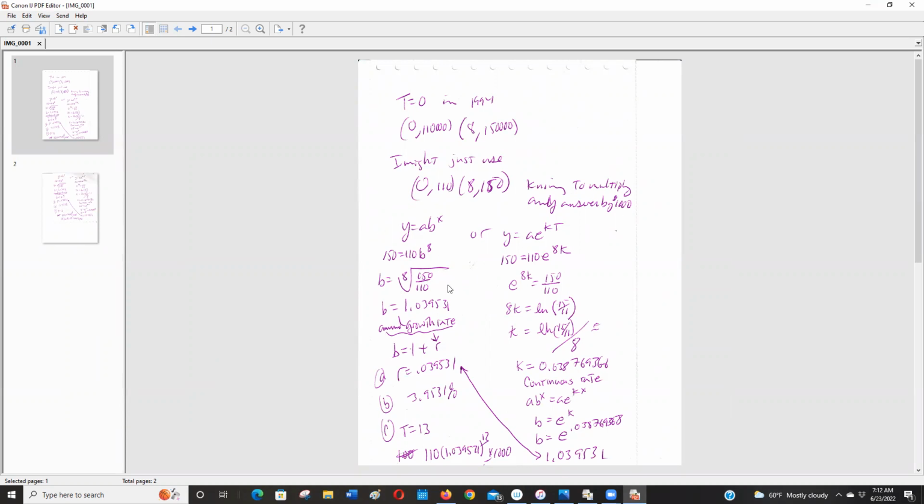So y equals AB to the X, I said, and since it's time 0, that's my initial value, right? So 110, and that's A, and then I substituted in the 8 for X and the 150 for Y. Then I divided by 110, took the 8th root, and came up with that number. And I know that B, that multiplication factor, is always in the form 1 plus whatever the annual growth rate is. So I knew that was 1 plus 0.03951, whatever it is, right? So that's R, and that's what they're looking for.